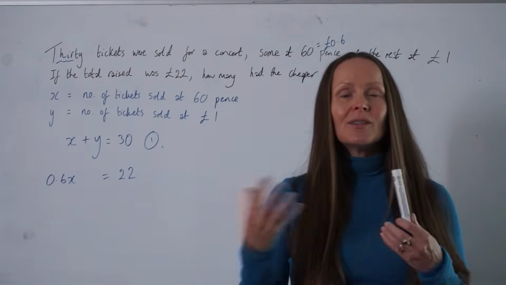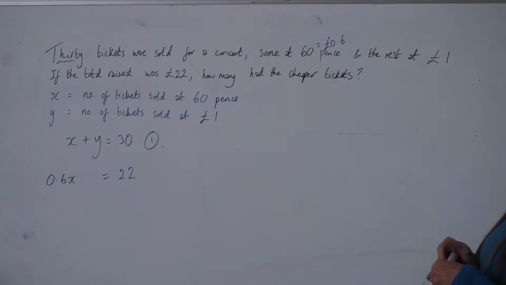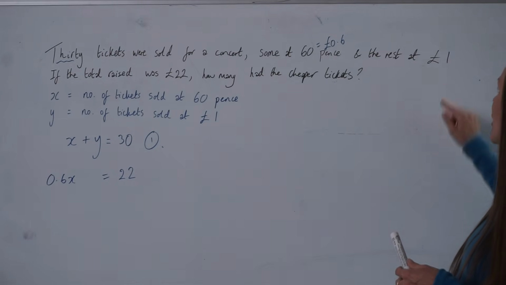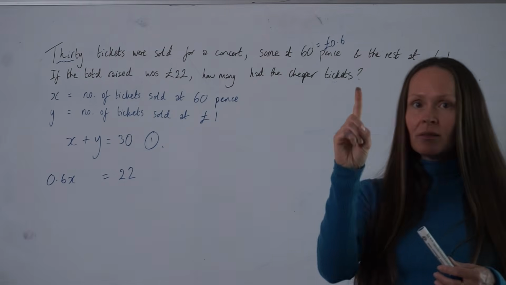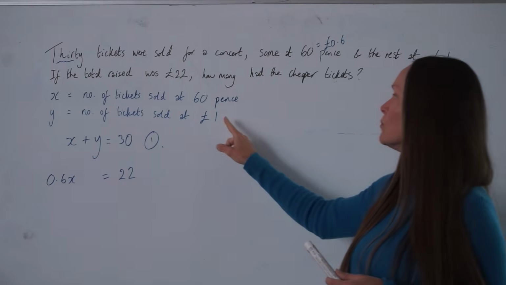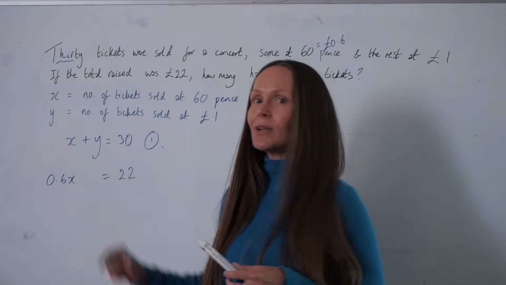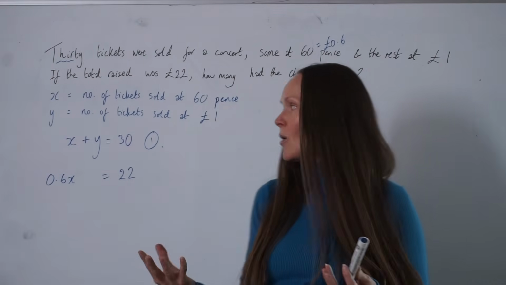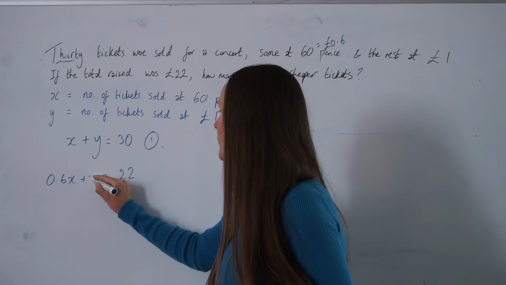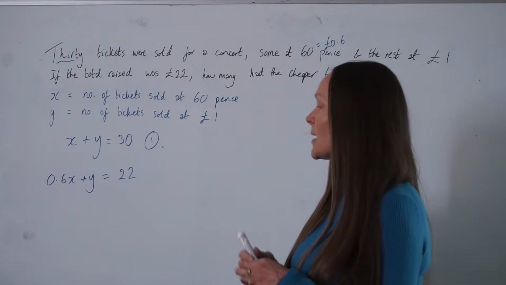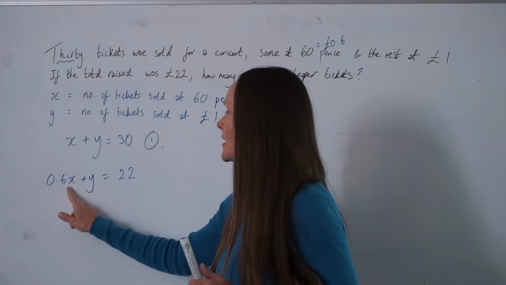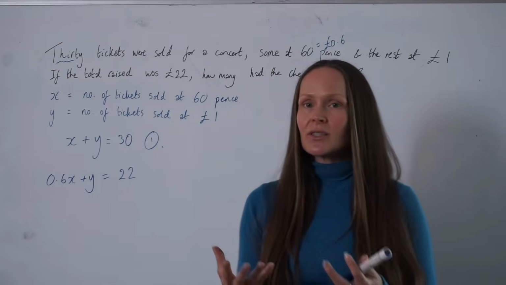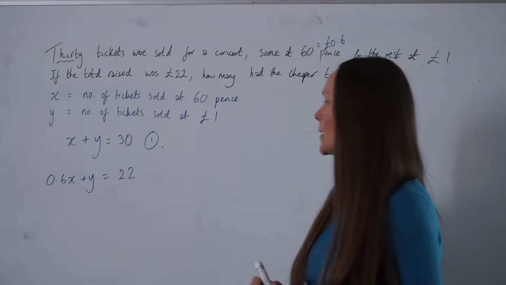Okay, then we have to do the same thing for the other ticket costing £1. So to work out how much is raised by selling those tickets, you take the price of that ticket, £1, okay, and you multiply it by the number of tickets sold at that price, i.e. Y. So 1 multiplied by Y is just Y, so we're adding Y. Okay, so now we have the total raised with the tickets costing 60 pence, plus the total raised for tickets costing £1, and this has to equal £22.